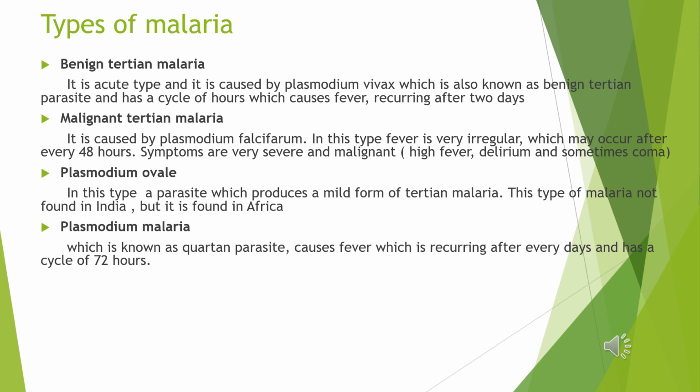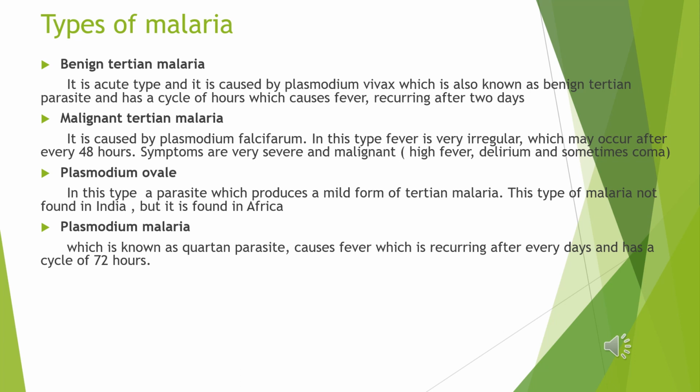Types of malaria. The first type is benign tertian malaria. It is an acute type and it is caused by Plasmodium vivax, which is also known as the benign tertian parasite, and has a cycle of 48 hours which causes fever recurring after 2 days. And next is the malignant tertian malaria. It is caused by Plasmodium falciparum.